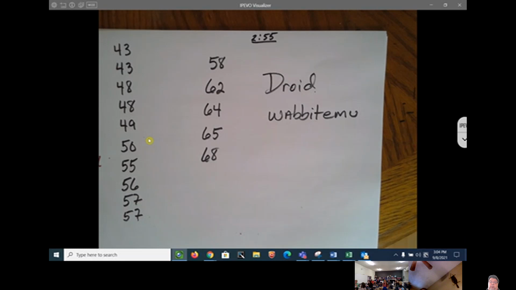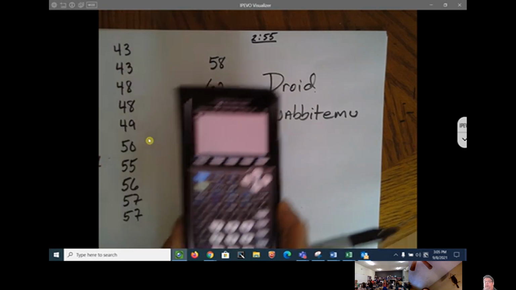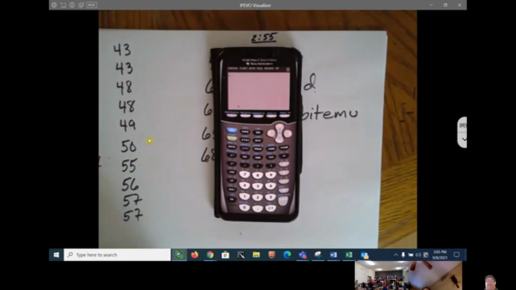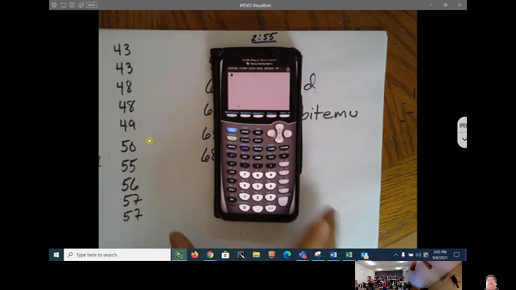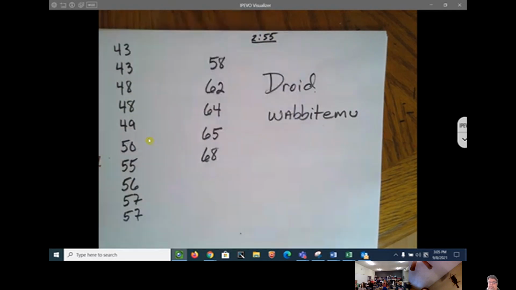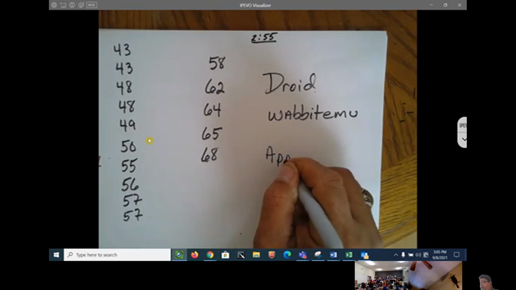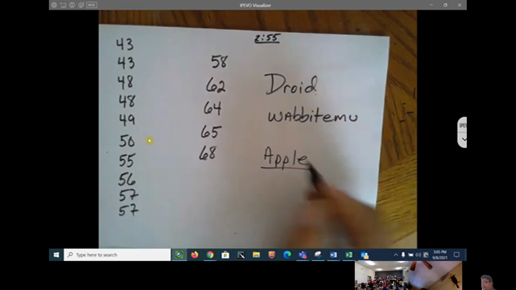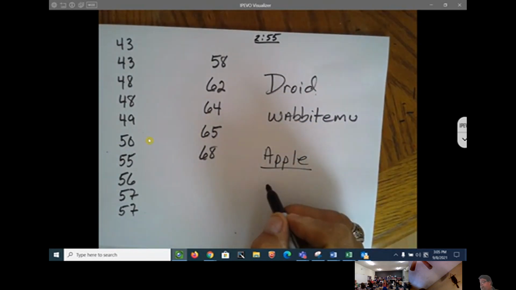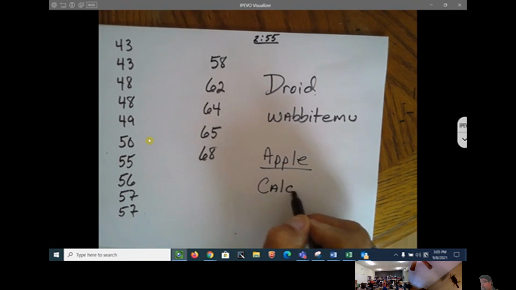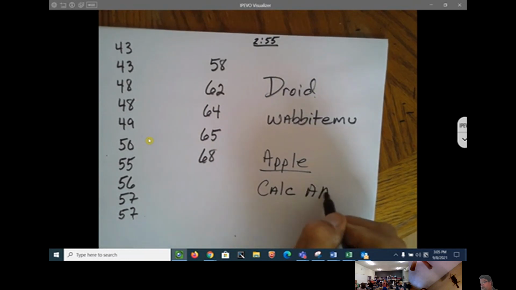There it is. There is what it looks like. Now, I'm sorry, but that looks just like a TI-84, doesn't it? So you can actually download that on your phone. Or you can go to Apple, and you have to pay for it, of course. What a surprise. I think you have to look up calculator app or something like that.